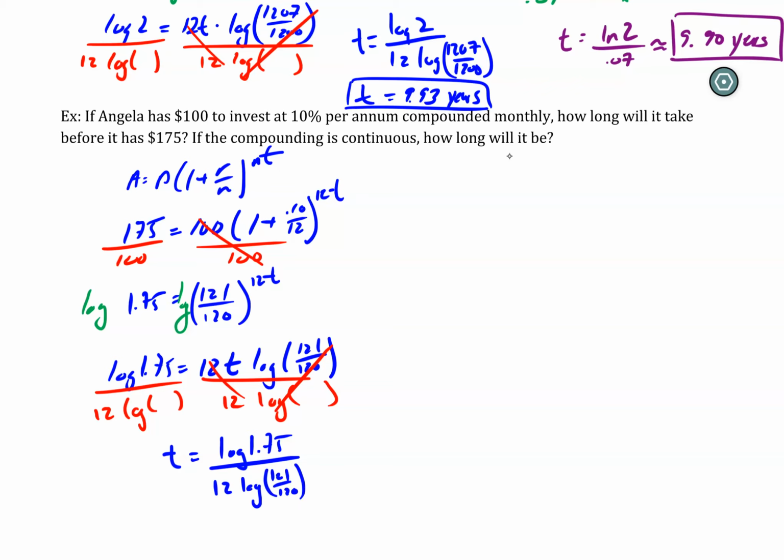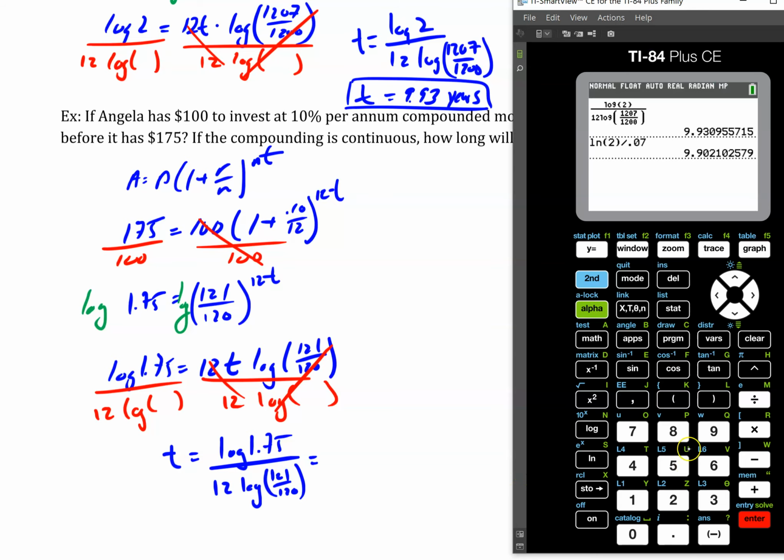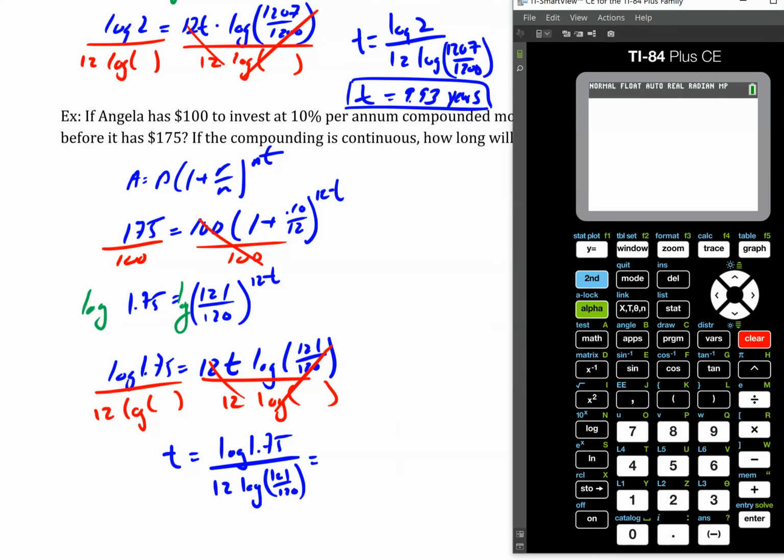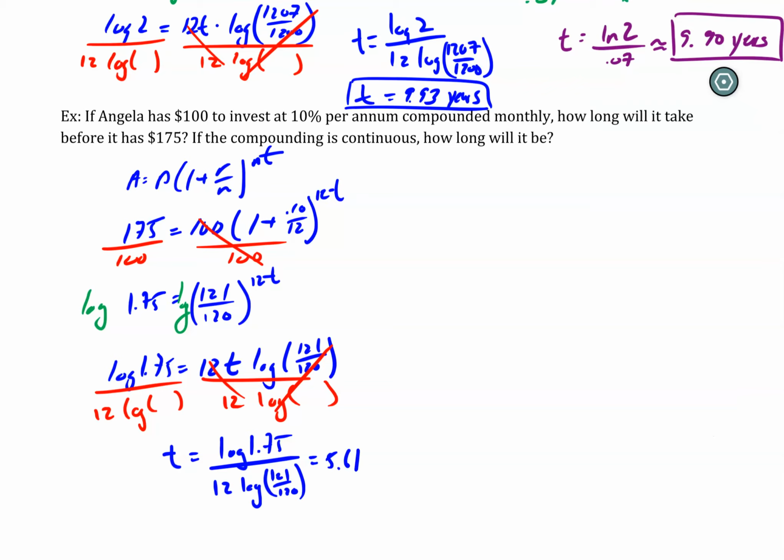And for this case, let's plug this in. Actually, I already have it written down here. So I have that as 5.61 years for that one. Another one says, can we compound it continuously?